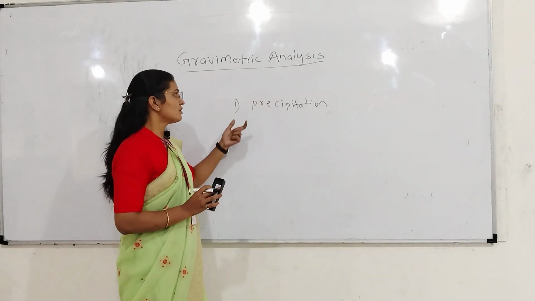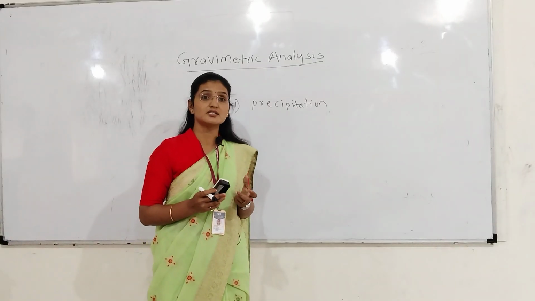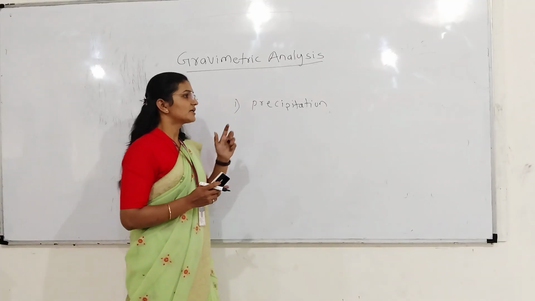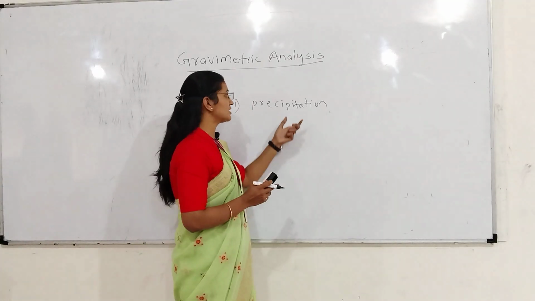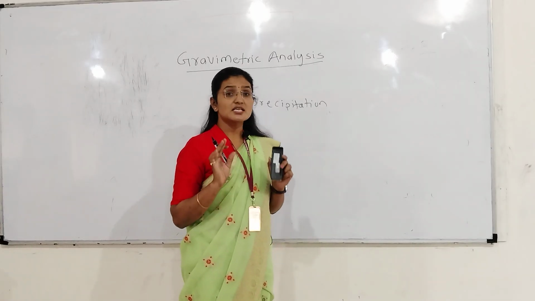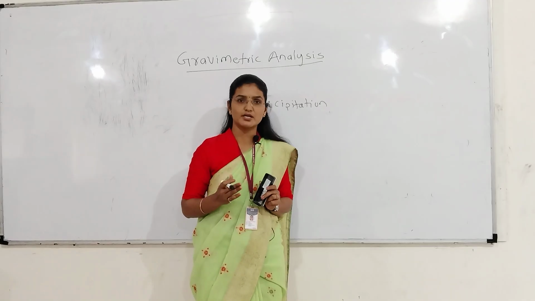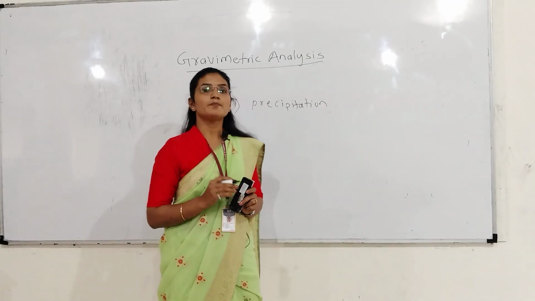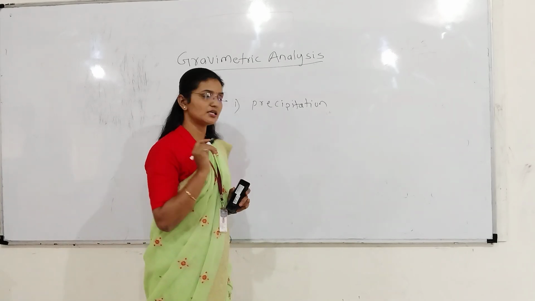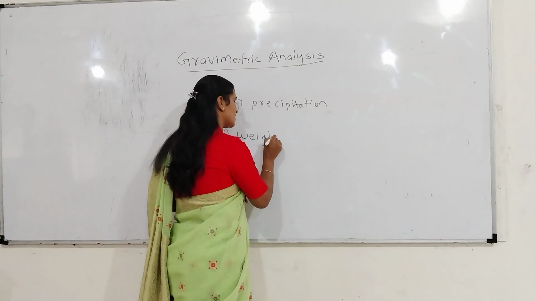So let's see how the gravimetric analysis proceeds, or the procedure for the gravimetric analysis. For gravimetric analysis by using the precipitation method, there are 7 steps involved. One by one I will explain them. The first step is the weighing.